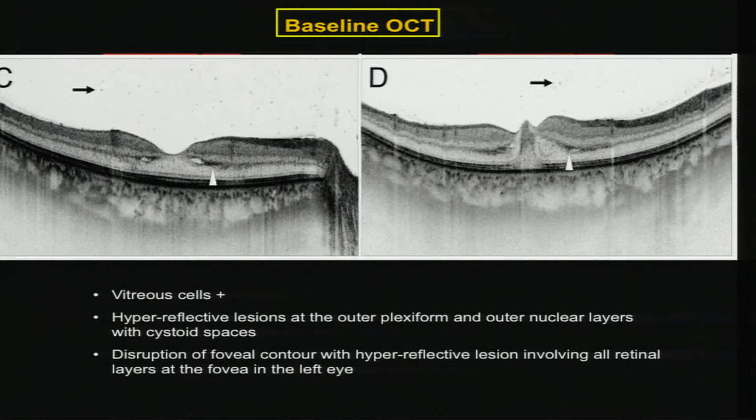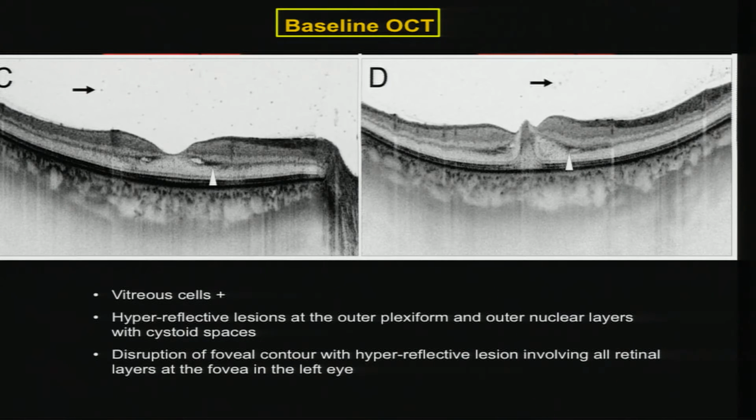We do the OCT. OCT actually showed vitreous cells better than what we could appreciate clinically. There were hyperreflective lesions in the outer plexiform and outer nuclear layers, and we could see cystoid spaces. There was also disruption of foveal contour here, like foveolitis, with hyperreflective lesions involving all retinal layers at the fovea. So what do you think this patient has?